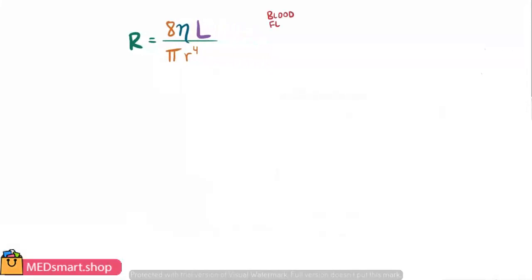Now, the equation relating all these variables is resistance R is equal to 8 times the viscosity eta times length L divided by pi times radius r to the fourth power. Now, keep in mind that resistance is also related to blood pressure and blood flow by the relationship blood flow Q is equal to change in pressure delta P over resistance R.